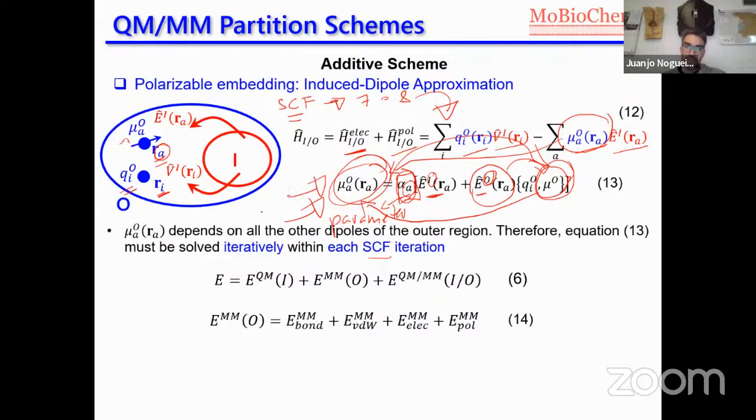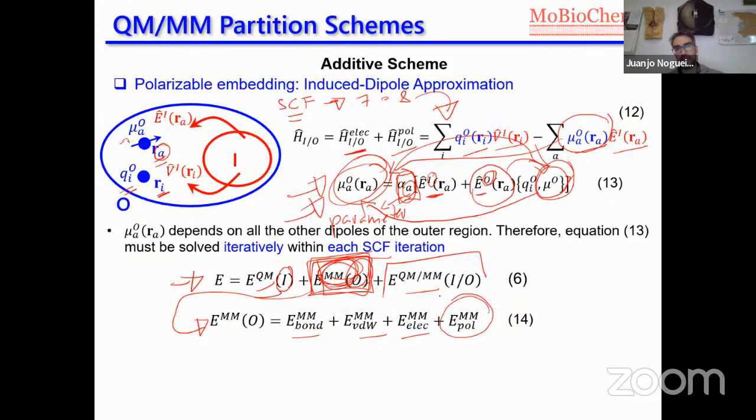Then we have here the total energy: the energy of the quantum mechanical region, the inner region at quantum mechanical level, and the outer region at classical level. Here we have the interaction energy. In the classical region we also need a special calculation, because remember that even if this is a purely classical calculation, we have a polarizable force field. In this polarizable force field, bonds, van der Waals and electrostatic interactions are calculated in a standard way, as in a non-polarizable force field. But now we are also introducing polarization in the classical region.